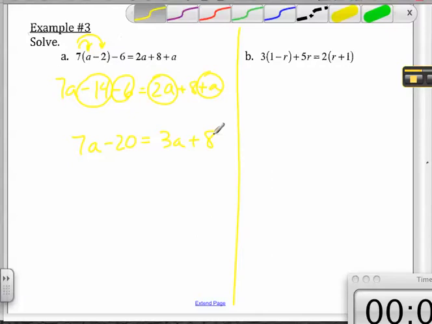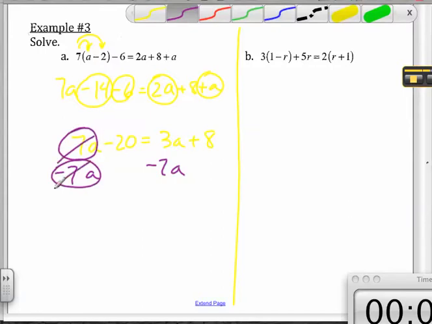Okay, CB, what would you do first here? I would add 20. CB says he's going to add 20 because he's not listening to me on my last example. What's the very first thing we want to do, CB? You're going to want to subtract 7A. Yep, I can subtract 7A. That's fine. I just want to cancel one of the variables out so that I only have it on one side.